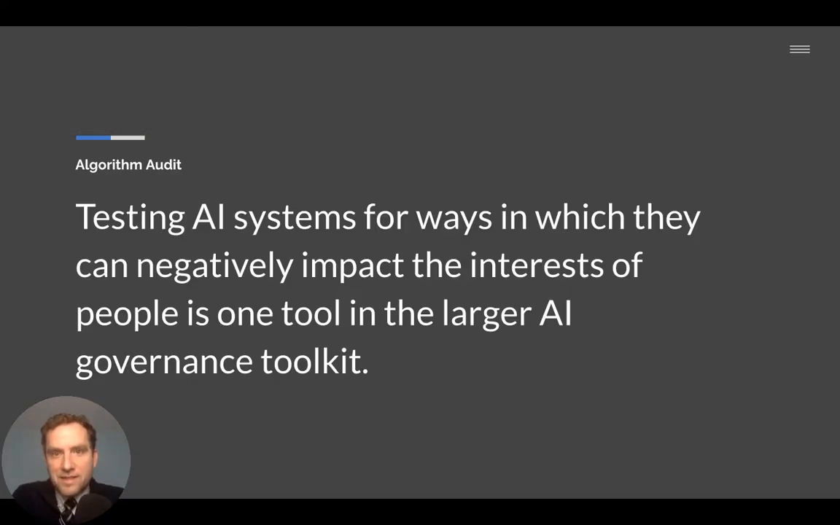Testing an AI system for ways in which it can negatively impact the interests of people is just one tool in a larger AI governance toolkit. However, it's a very important one, because it can cause real harm, and so mitigating that bias can directly affect people. It's also one that is capturing a lot of attention in the media. Bias is always talked about when people talk about algorithms, and it's one of the things that people worry about the most.